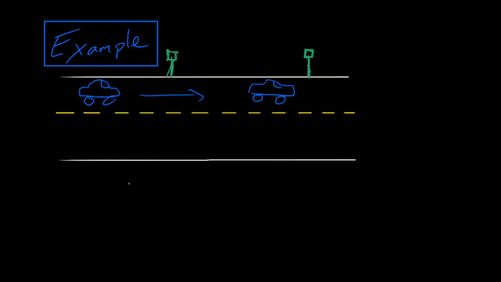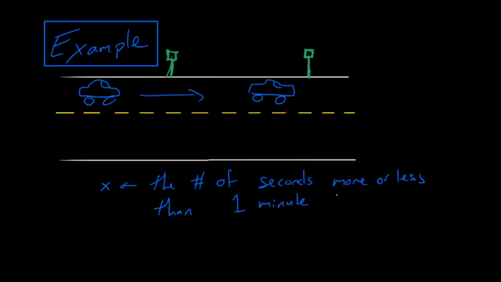So let's suppose that you just measure how many seconds more or less than 60 seconds it takes you to go from 1 mile marker to the next. So, x, let's let that be the number of seconds more or less than 1 minute it takes you to go between mile markers.